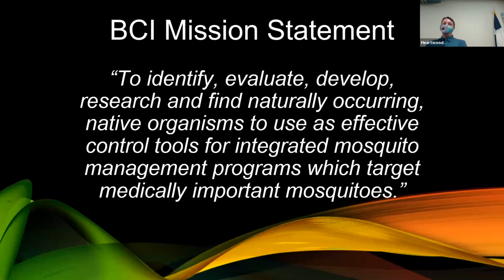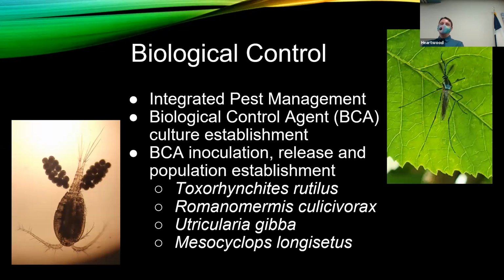BCI's mission statement is to identify, evaluate, develop, research, and find naturally occurring native organisms to use as effective control tools for integrative mosquito management programs, which target medically important mosquitoes, such as the yellow fever mosquito and several other introduced species. Biological control in itself is a facet of integrated pest management. The organisms themselves are referred to as biological control agents. Currently BCI is working with these four species here, as well as a few others that are up and coming, and I'll talk about each one of them in just a moment.